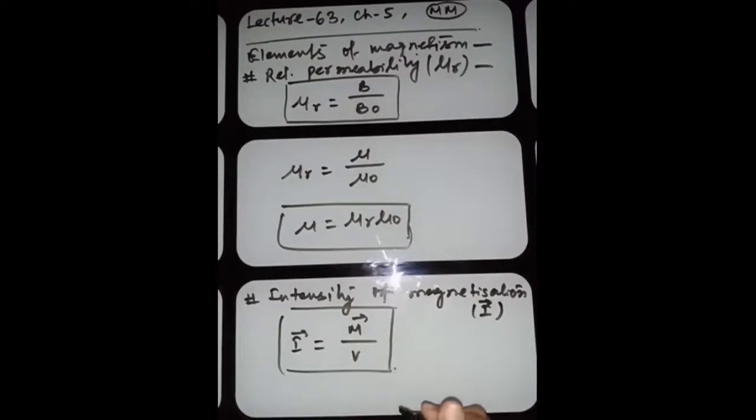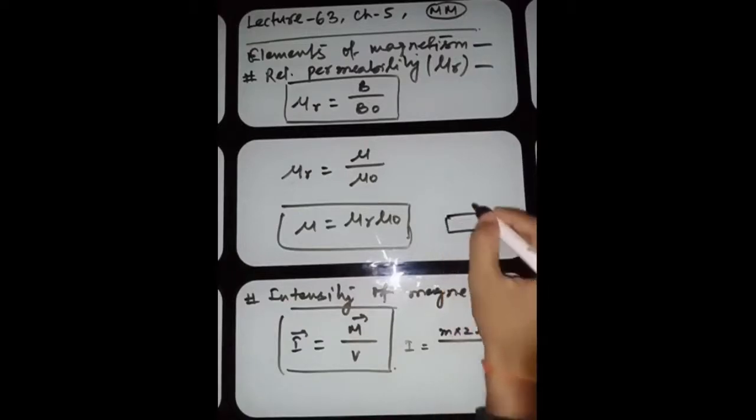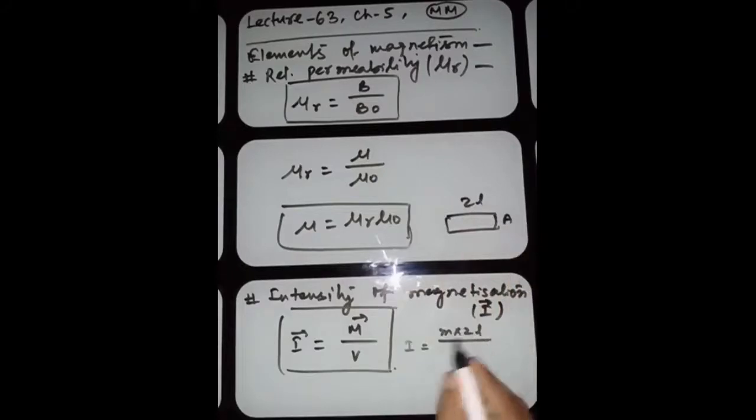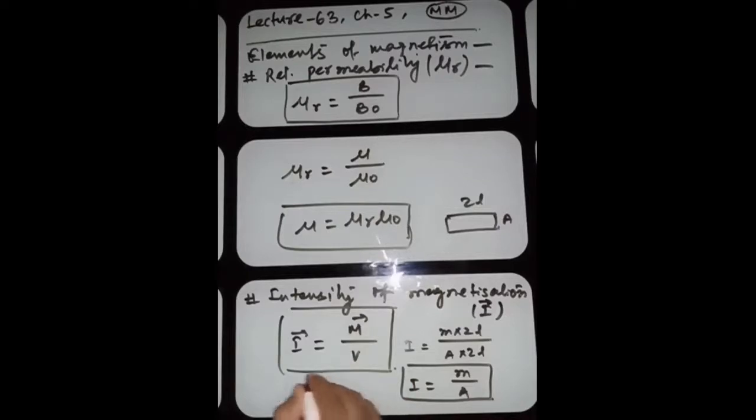Okay, my dear student, suppose you have a sample and the length is given, so this I can also be written as M by V. If you have a sample like this, the length is 2l and the cross-section area is A, then M is pole strength into 2l, and V is A into 2l, that is the cross-section area into length. So this I can also be written as m by A, that is pole strength per unit area. It is the intensity of magnetization, pole strength per unit area. So ampere per meter will be the SI unit of the intensity of magnetization.